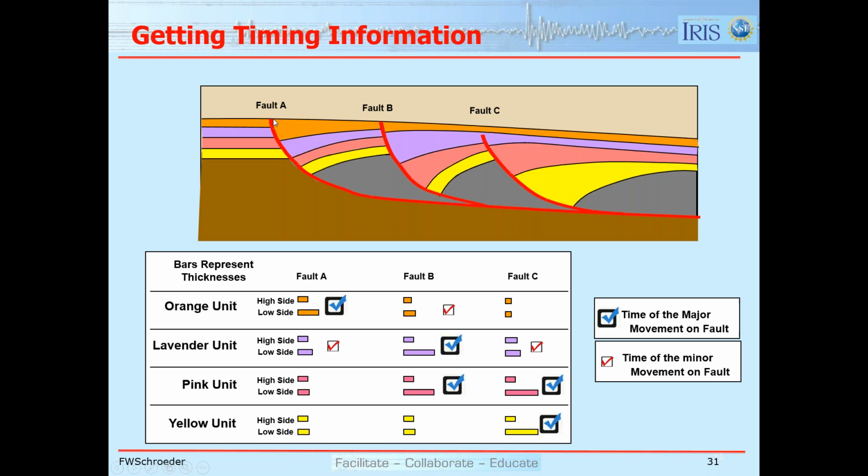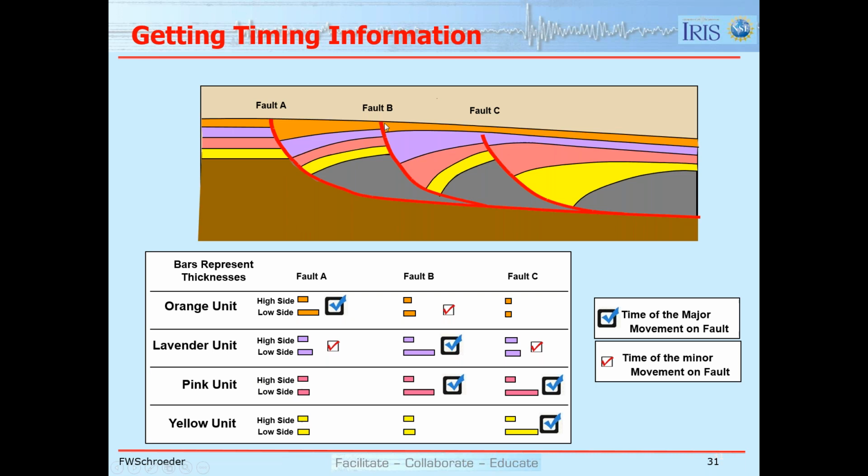That tells me that when the orange sediments were being deposited, that fault was moving. If I look at the purple, there's a little bit of a thickening on the downthrown side, so there was some minor fault movement, but for the pink and the yellow, the thickness, high side and low side, are about the same, and so the fault had not yet started to move at yellow time or pink time.